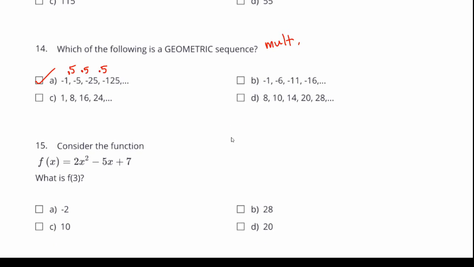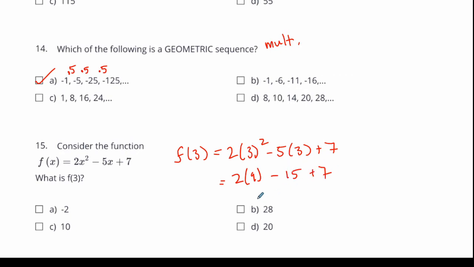All right, a little bit of function review. So here's a function. What is f of 3? So just plug 3 in for x. So 3 squared is 9. You could punch this in your calculator too. 5 times 3 is 15. All right, so we got 18 minus 15 plus 7. 18 minus 15 is 3 plus 7, 10. As a quickie.